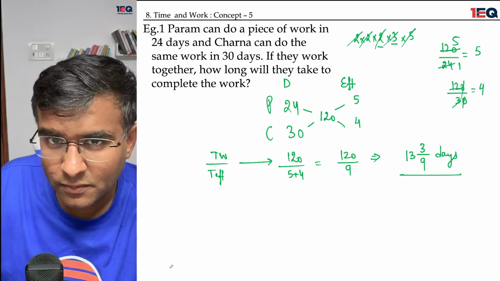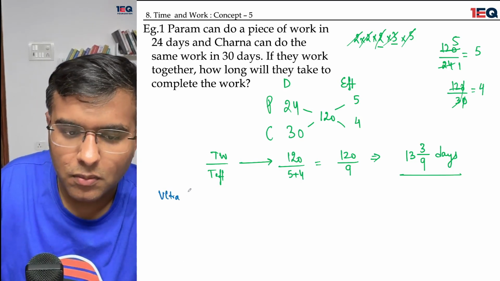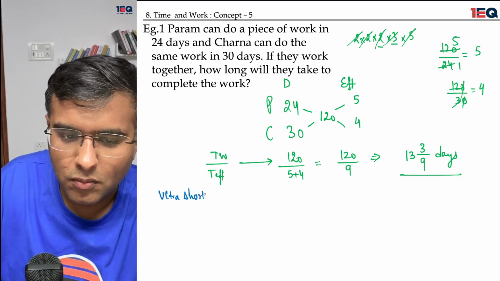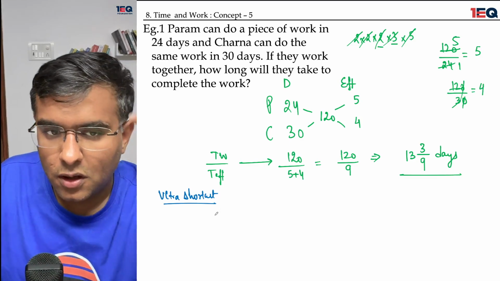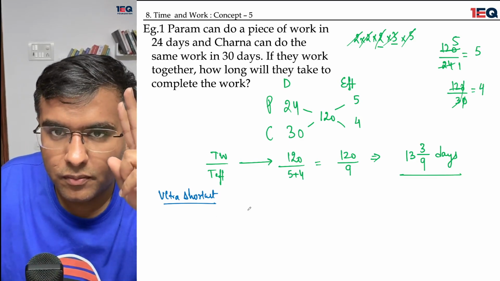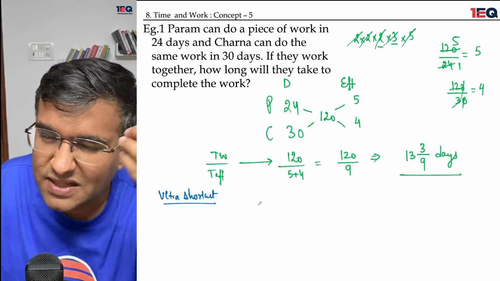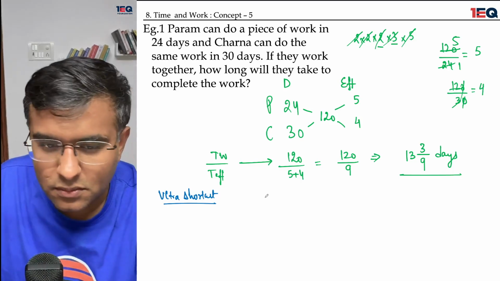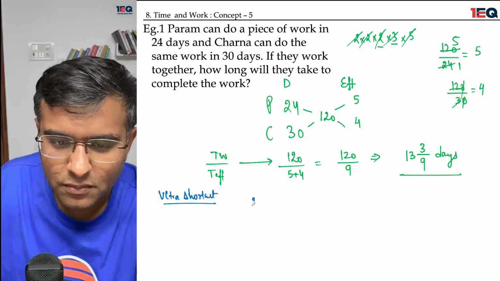Seems a little boring? Let me give you the ultra shortcut. When two people are working together, the number of days they are working needs to be multiplied, divided by the sum of the days. Attack. Finish. How well? Just see.